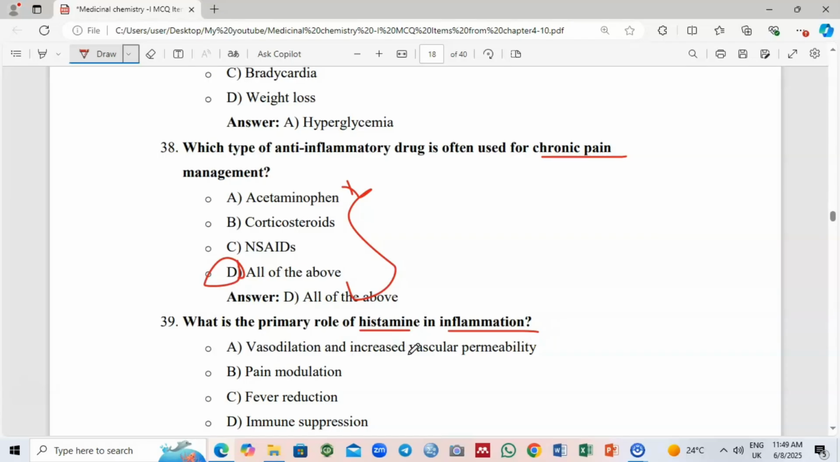What is the primary role of histamine in inflammation? A. Vasodilation, increased vascular permeability. B. Pain modulation. C. Fever reduction. D. Immune suppression. So you know that histamine has a great role in inflammation by acting as a vasodilator and increasing vascular permeability.